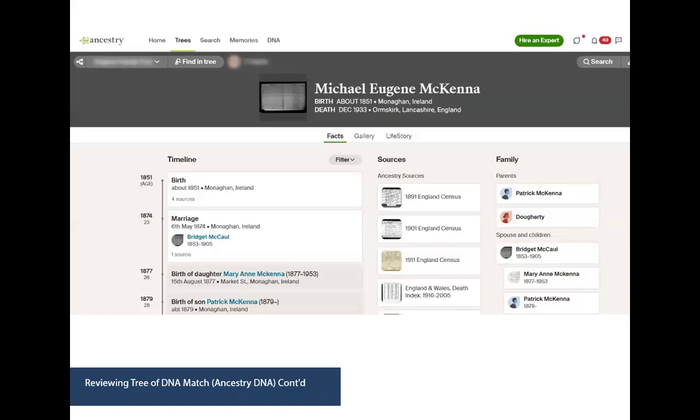I see their facts that they've already added onto their tree, including different census records, a death index. I see their wife's name. I see their children's names. So I'm starting to gather information even before I contact them to see what they already know.